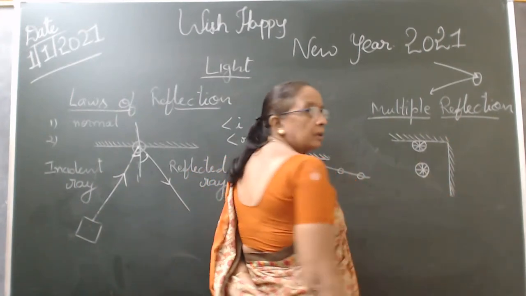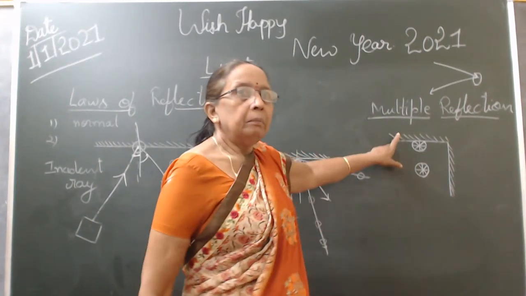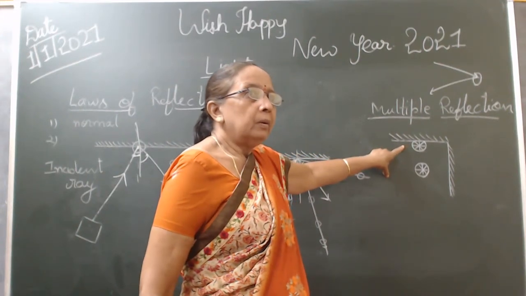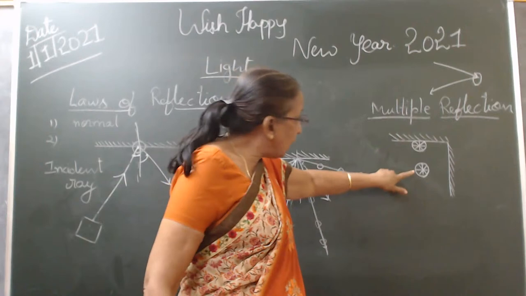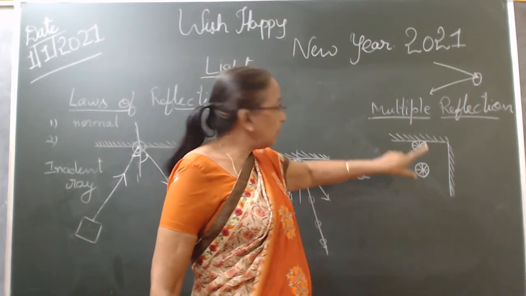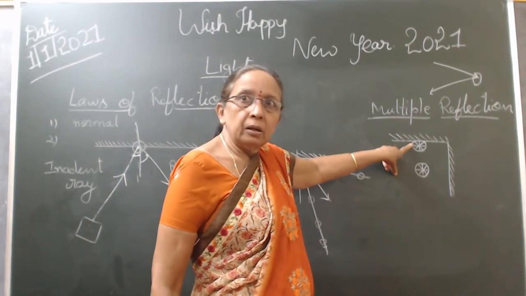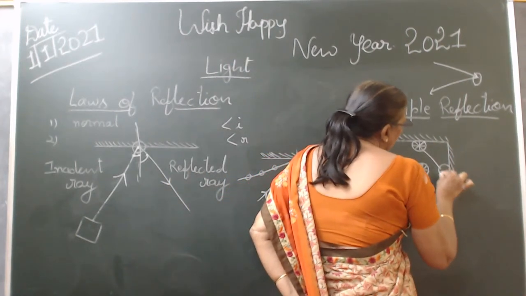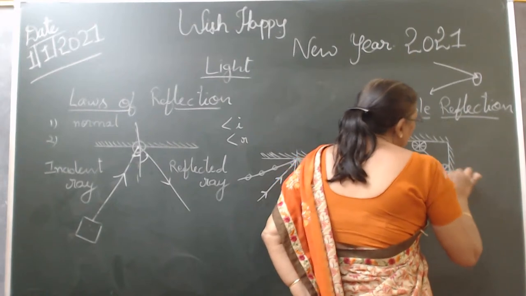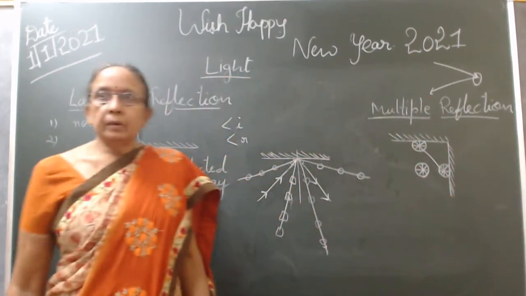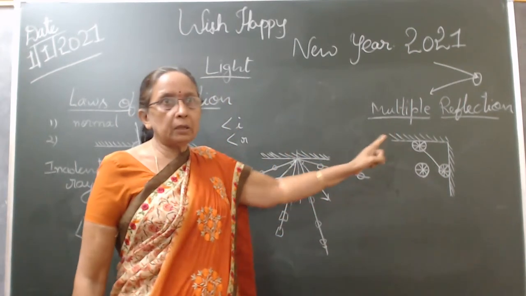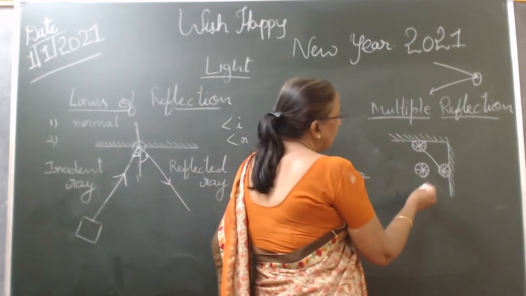These objects are this. What we can say? The image of that object I will get on that mirror, and it will act as an object for the other mirror. Here it is not an object. Here is the image of an object. The image object I kept here.